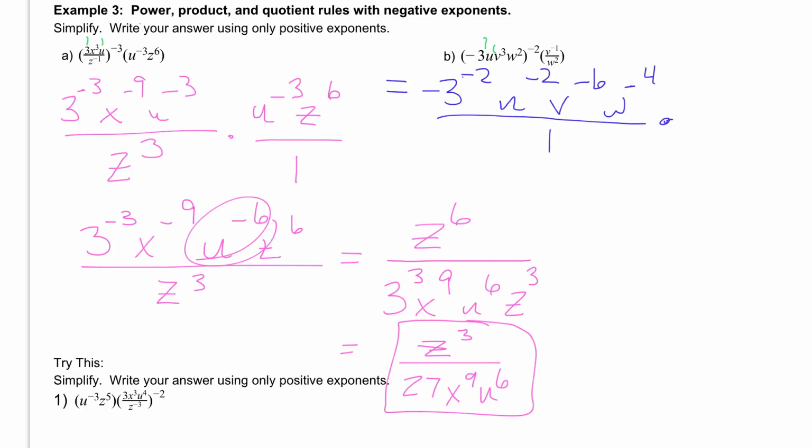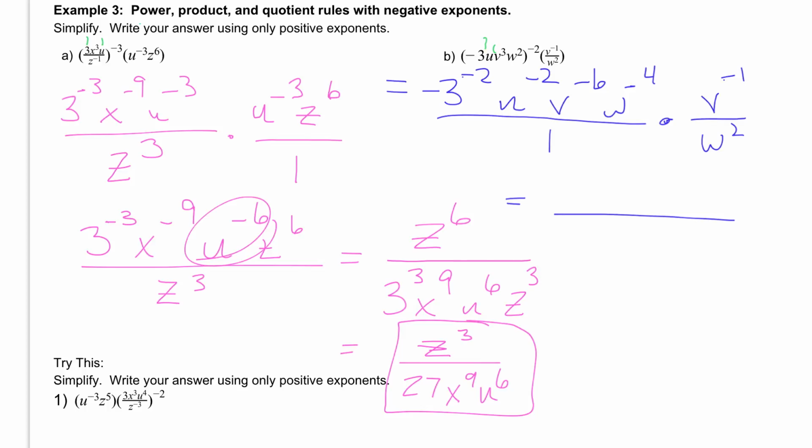And then we're multiplying by, this other fraction does not have an exponent out here, so we don't need those parentheses. We can just rewrite it as v to the negative 1 over w to the second. Then what we want to do is create just one fraction. So we're going to multiply across the top and multiply across the bottom. So across the top, there's no other negative 3's to combine it with, so we're going to keep that as it is.